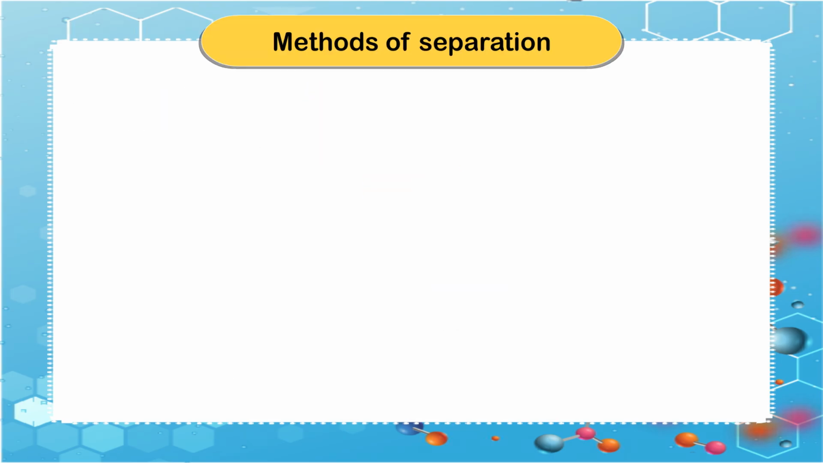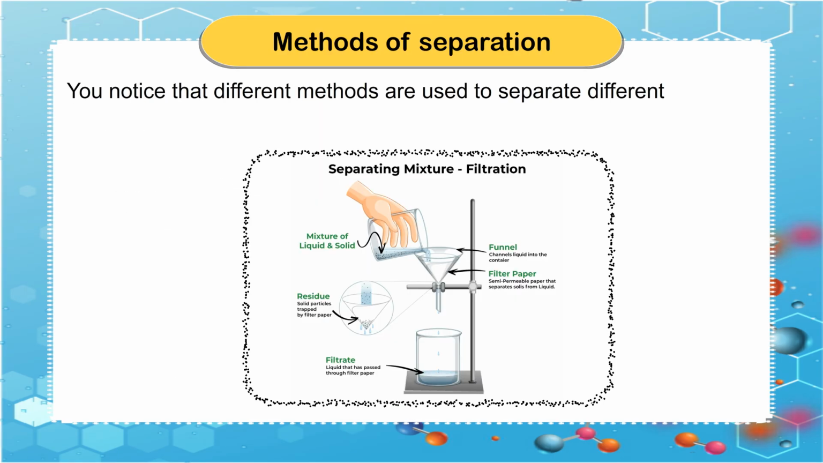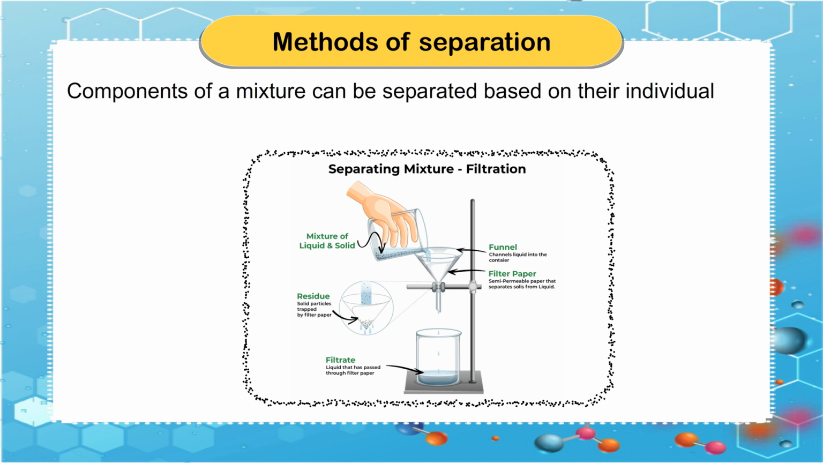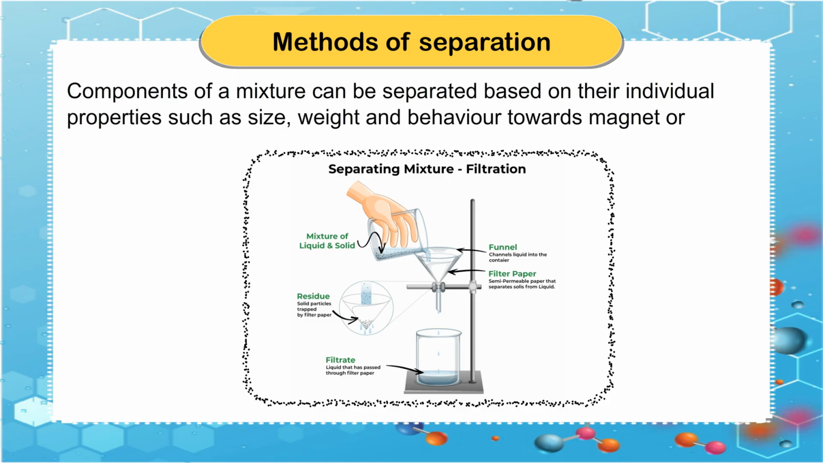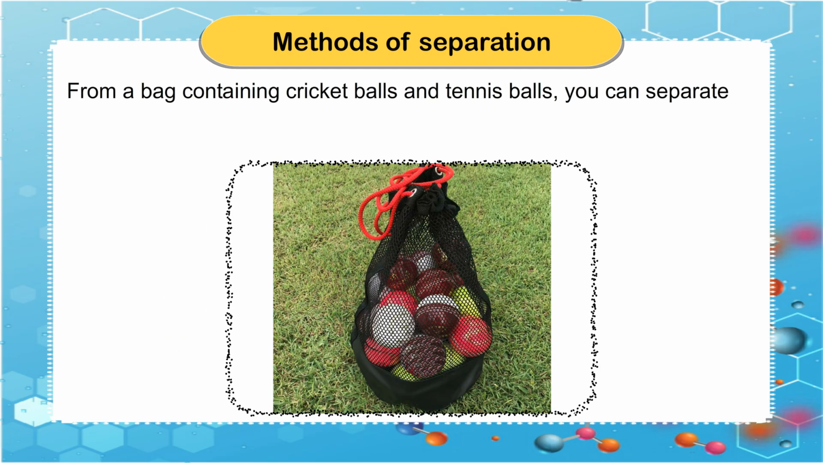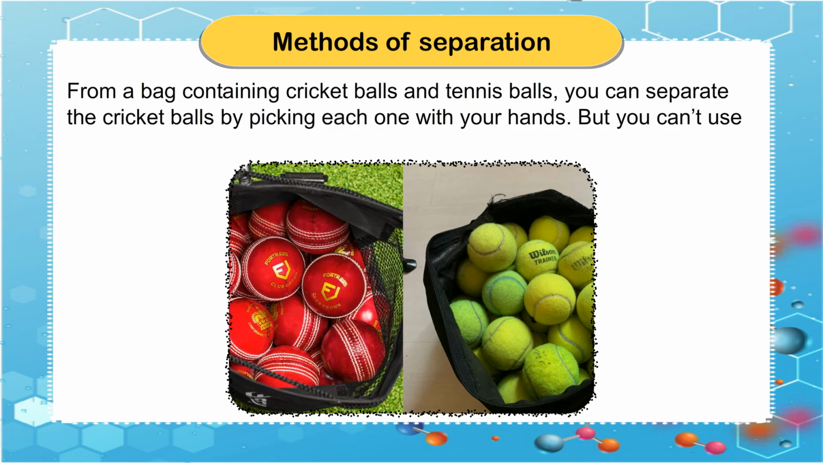Methods of separation. You notice that different methods are used to separate different mixtures. Components of a mixture can be separated based on their individual properties such as size, weight, behavior towards magnets, or solubility in water. From a bag containing cricket balls and tennis balls, you can separate the cricket balls by picking each one with your hands.